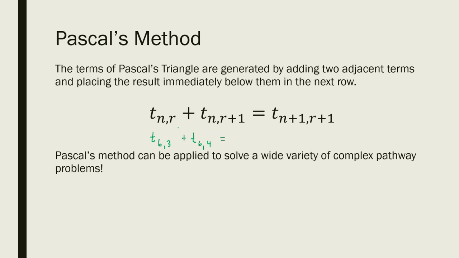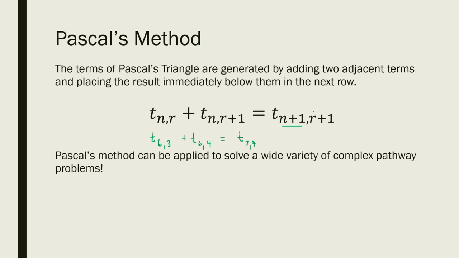What this notation is just saying is that when you add those two terms in the 6th row, you get a term in the next row. You get a term in the 7th row. And that diagonal number in the 7th row is going to match the largest diagonal number from before. You'll get a term T74.